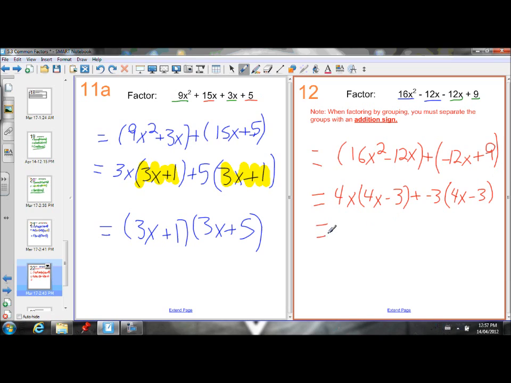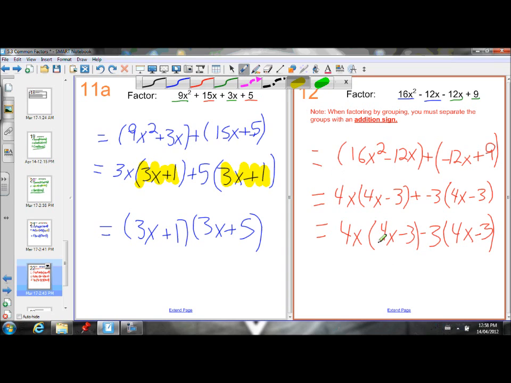Now let's simplify this. We have a plus negative 3 there. We know a positive and a negative beside each other, the negative sign wins. So I'm left with a minus 3 times 4x minus 3. And you'll notice that we can do some binomial common factoring now because these both have a 4x minus 3 as a factor.